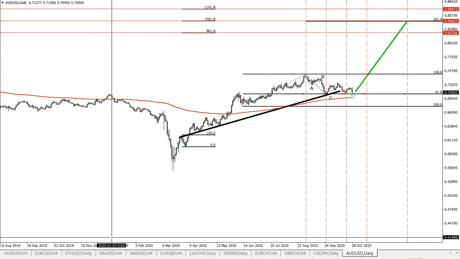Today we will be presenting analysis on the Australian dollar versus United States dollar.